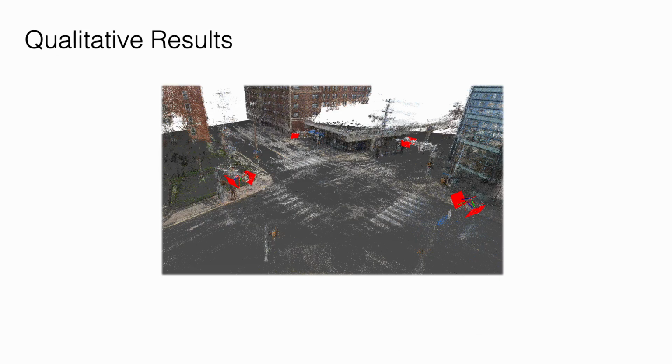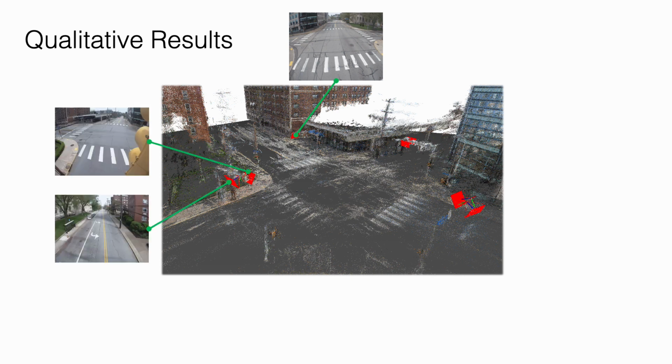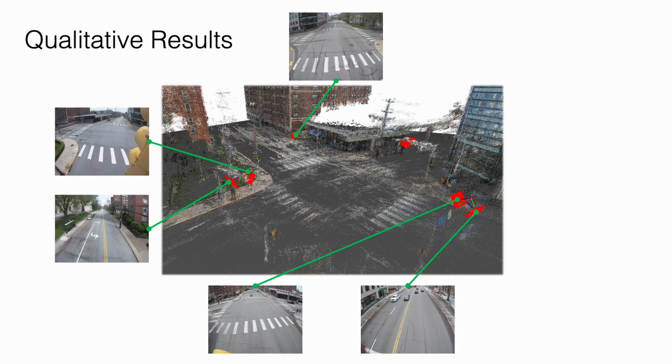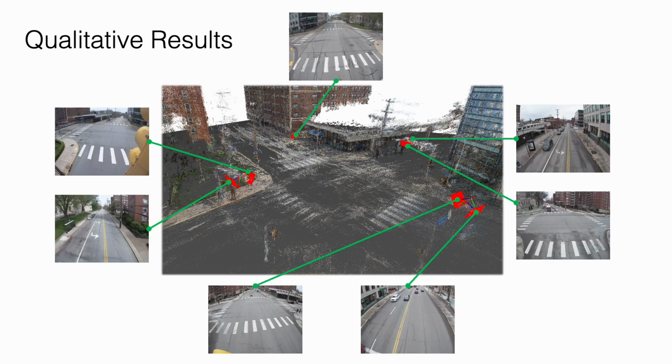In this example, we show 7 localized cameras at an intersection where we show the 3D reconstruction, ground plane, as well as 7 localized cameras visualized in red. Observe the accurate localizations of the cameras.